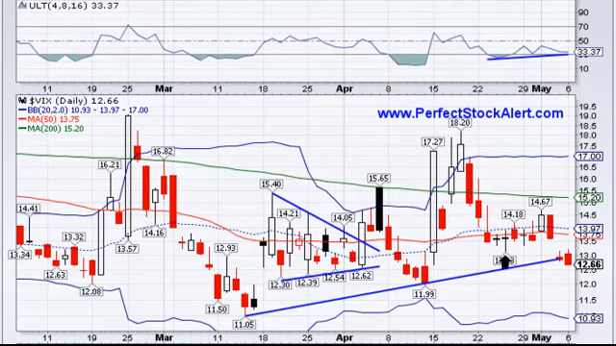Today is Monday, May 6th, 2013. We'll be looking at a few charts that have caught my attention and probably have the most potential at this point in time, so that's why I'm showing them to you. We're going to start off looking at the VIX, the volatility index.